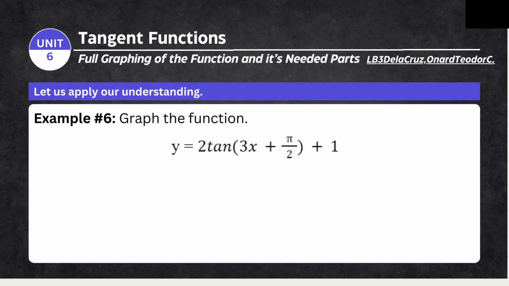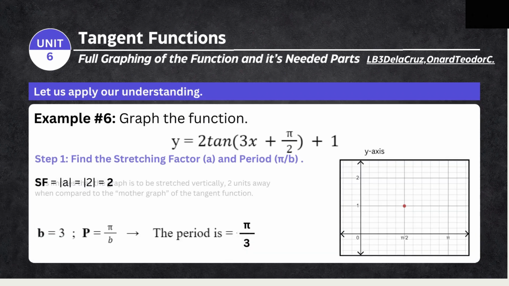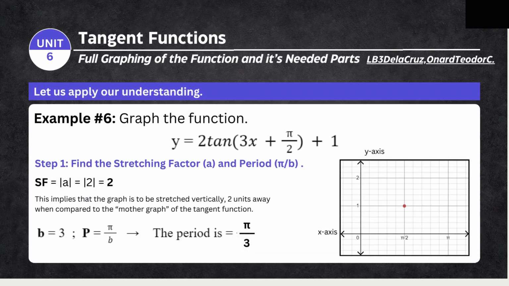Now, let's have an example for graphing the function y is equal to 2 tangent times quantity 3x plus pi over 2 plus 1. The first step in graphing the tangent function is to find the stretching factor and the period. To find the stretching factor, we have the absolute value of a, or absolute value of 2, which is equal to 2. And for the period, we have pi over b, which is equal to pi over 3, which is the period.